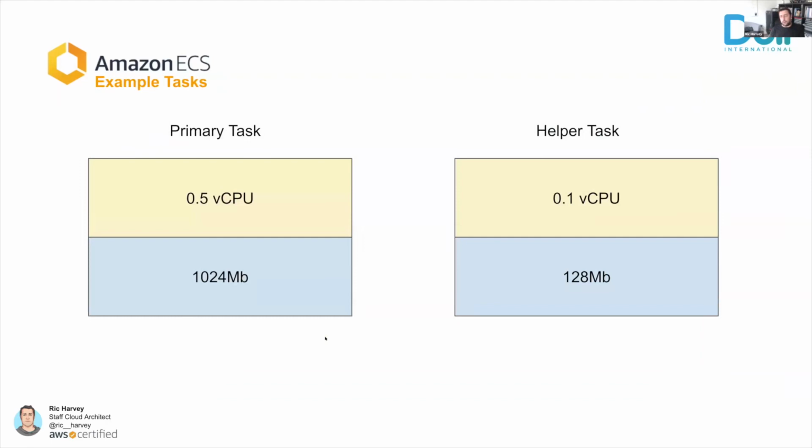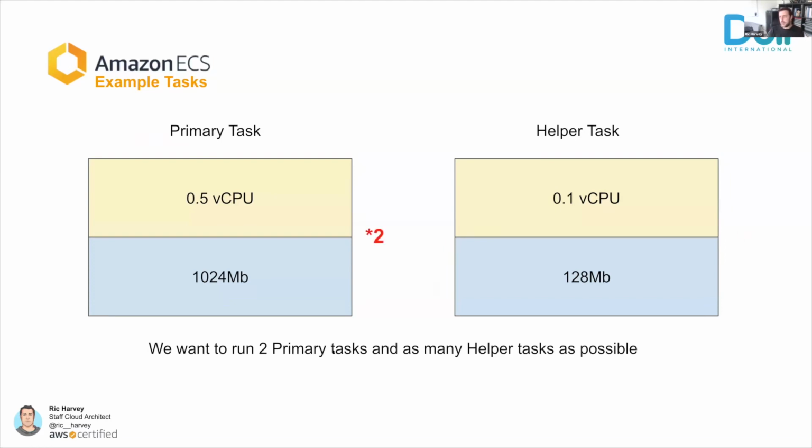So in my demo, I'm going to try and explain some of the problems that you get with this AWS VPC mode. And to get there, I'm going to first of all start talking about an example task. Here I've got a primary task and I've got a helper task. My objective is that I want to run 2 primary tasks at all times and as many helper tasks as possible. The thing I want to do though is keep my prices down. I don't want to run lots of instances to run this. So I want to make sure I use my utilization really, really well on those EC2 instances.